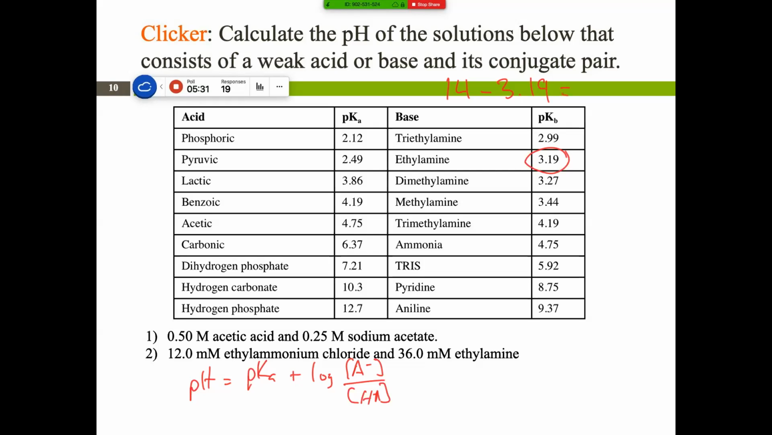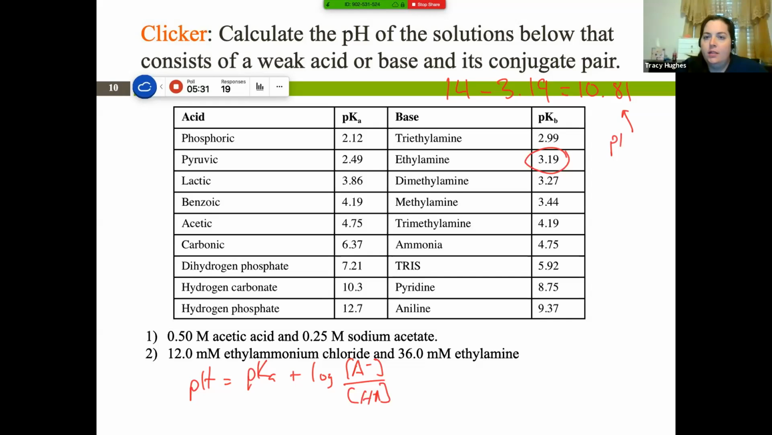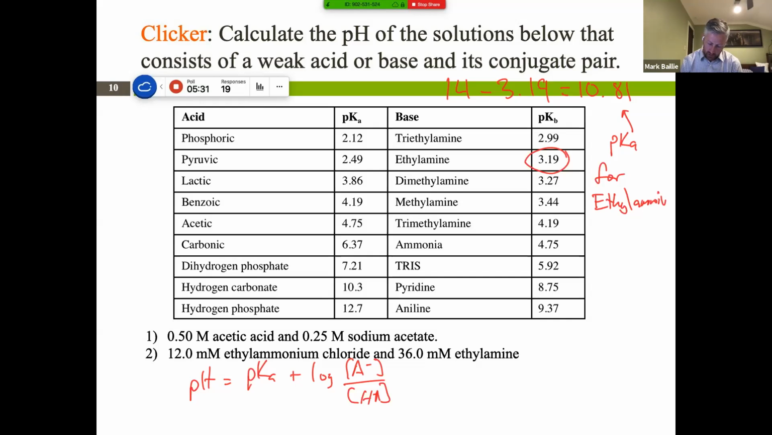And what does that give you? I got 10.81. And then what is that number? That number is the pH. Is that the pH? Is it? Sorry, I don't know. The pKa? Yeah, the pKa. There we go. Sorry about that. Ethyl ammonium. Fantastic. And then what did you do with that?